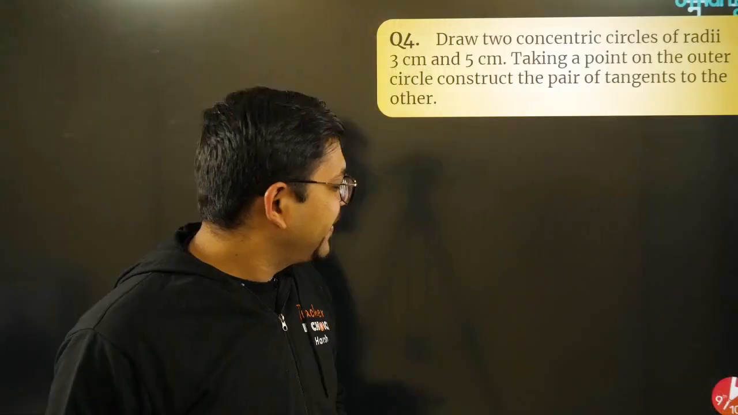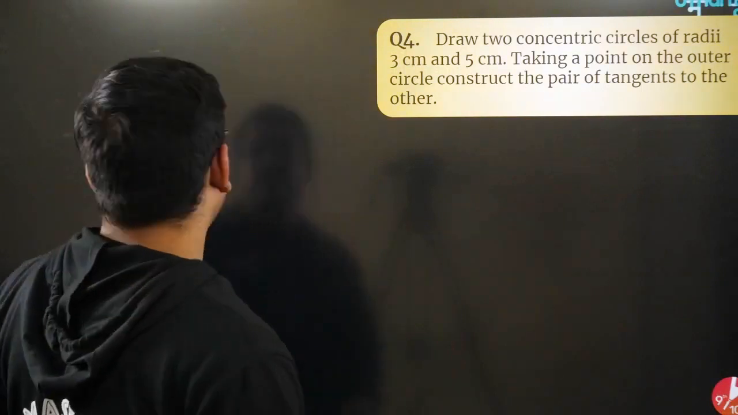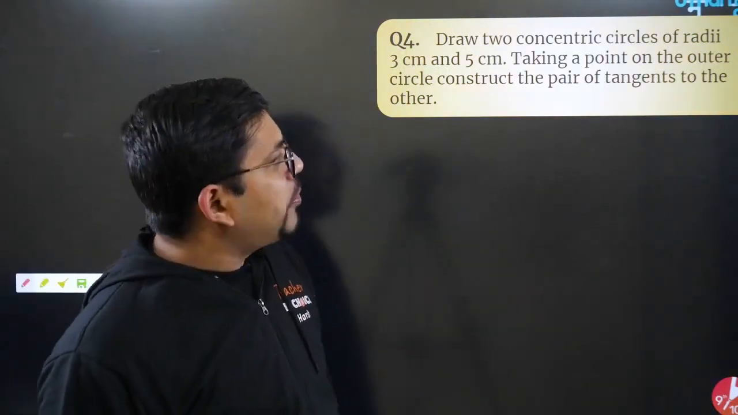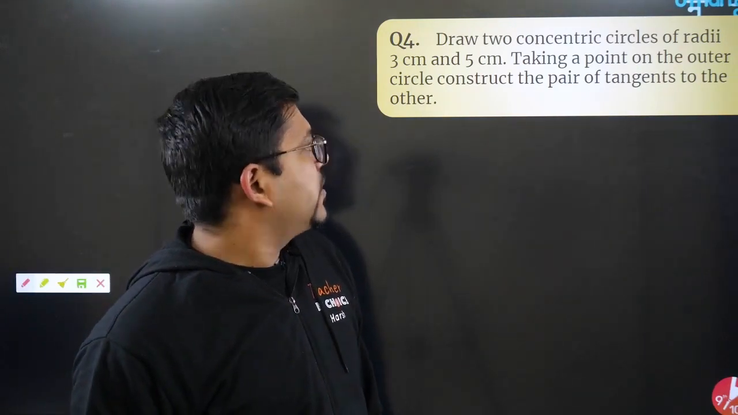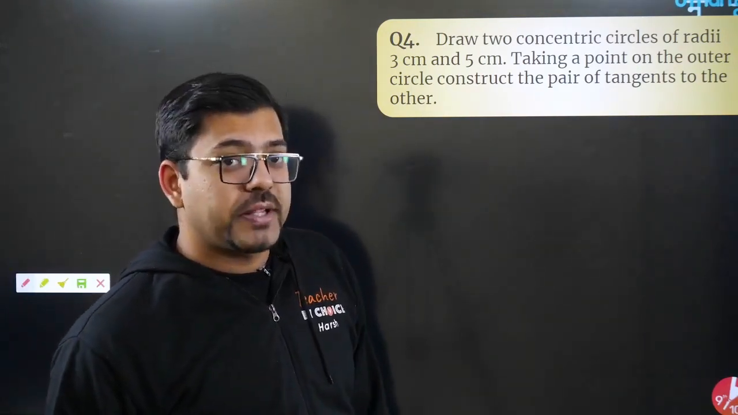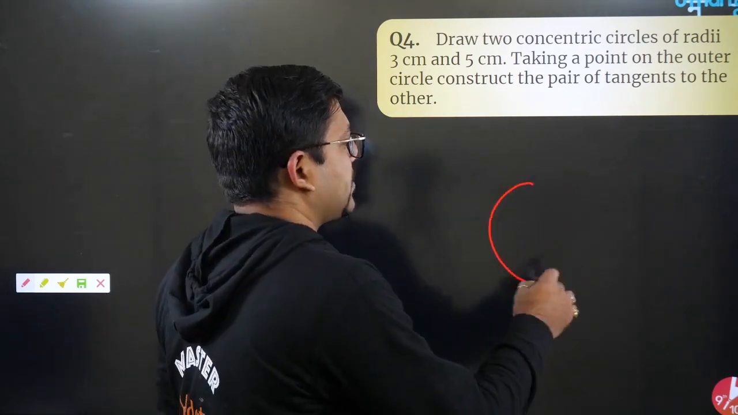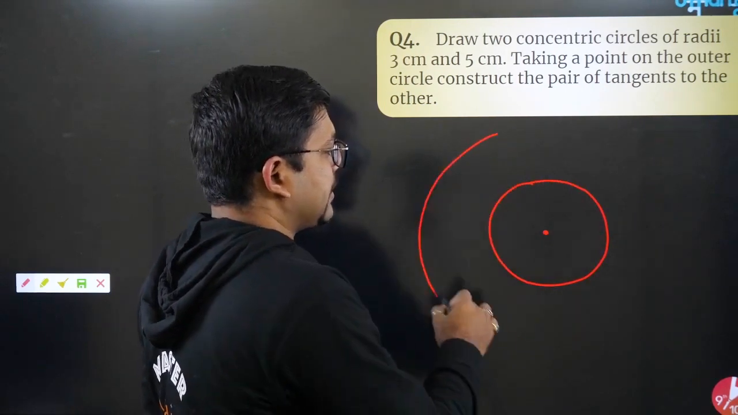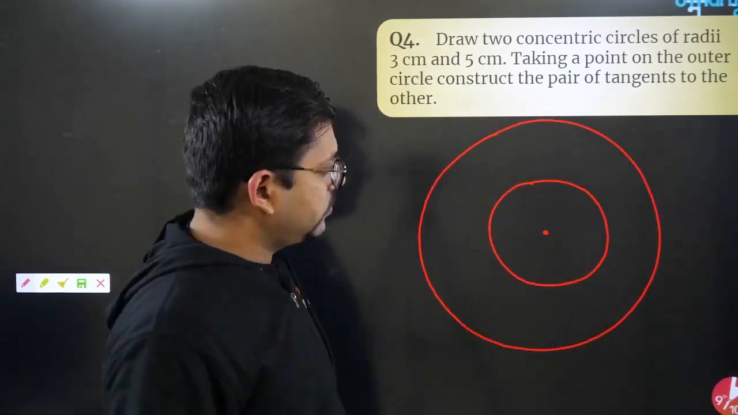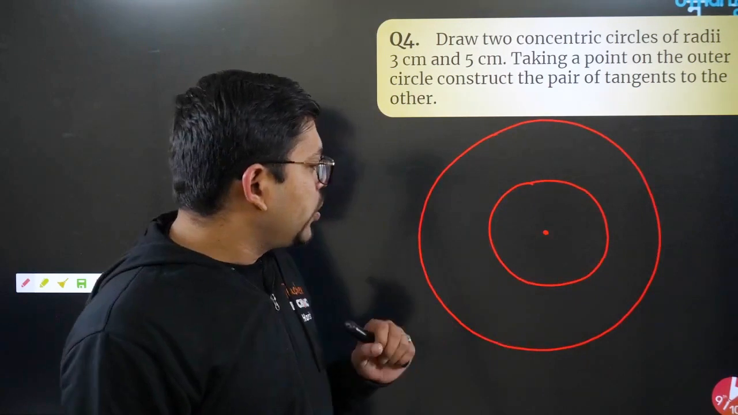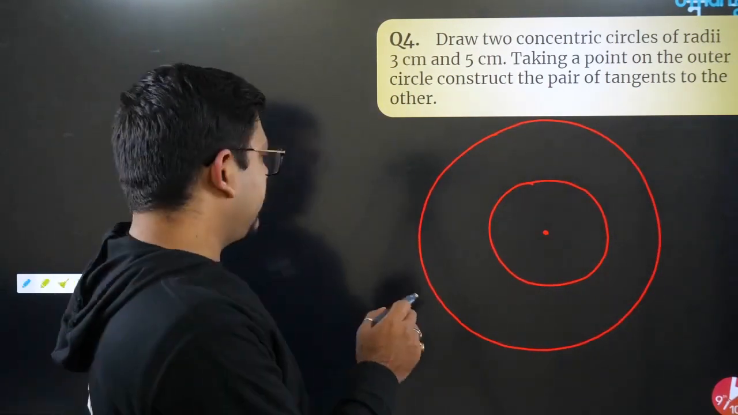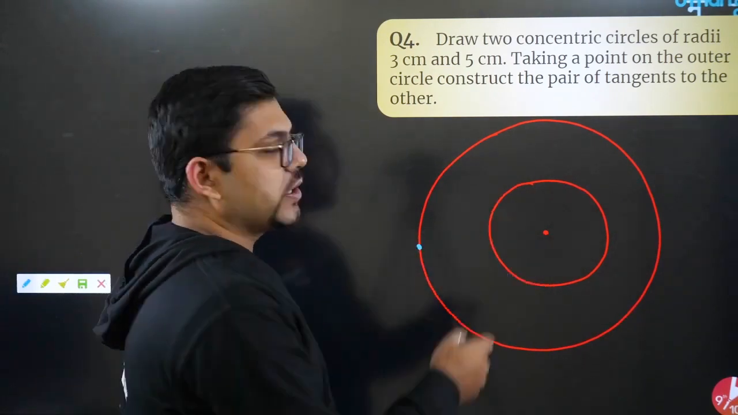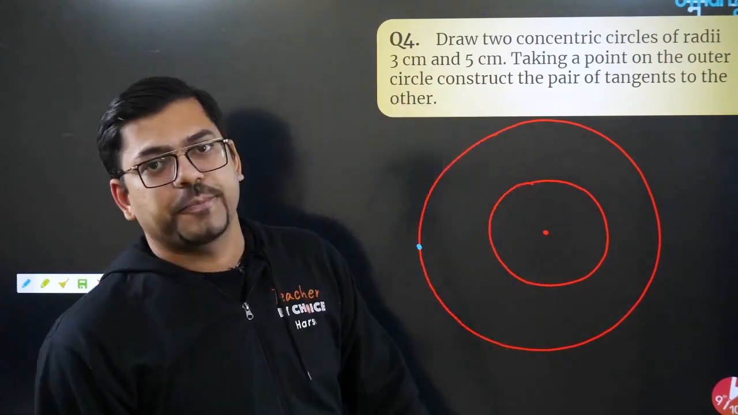Anyways, let's move on. Next question, it says draw two concentric circles of radii 3 centimeter and 5 centimeter. Taking a point on the outer circle, construct a pair of tangents to the other. So this is a question from constructions. So you have to make a circle of 3 centimeter. With the same center, make another circle of 5 centimeter. Now you have to take a point on the outer circle. So let's take a point here. And from this point, you have to make two tangents to the inner circle. That's what the question is saying.